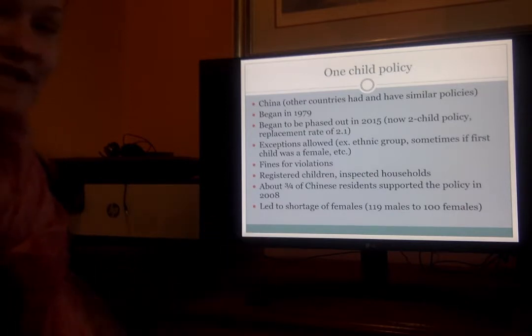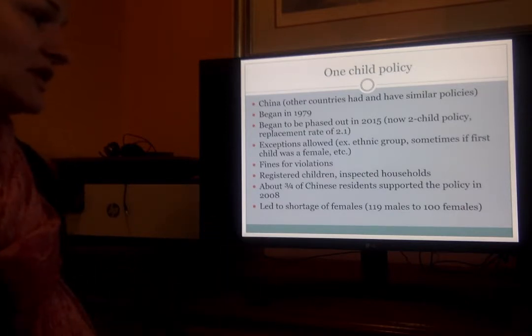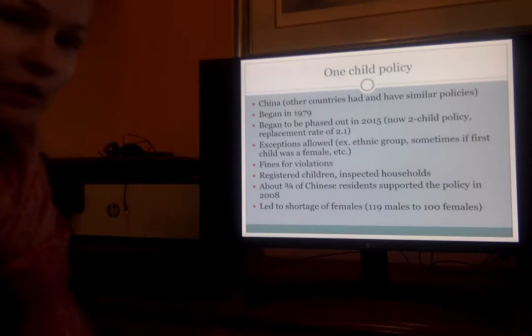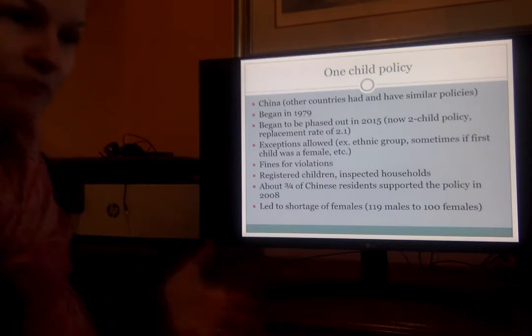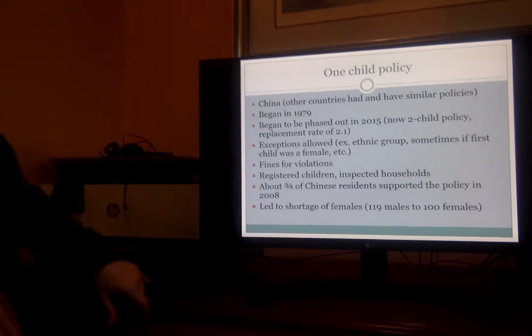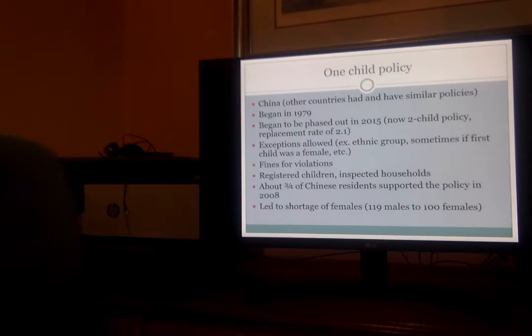And again, we can see that this led to a shortage of females. There were 119 males to 100 females, meaning that there were about 20 males for every group that potentially wanted to get married that were not able to get married. And of course, 20% is a very big percentage.